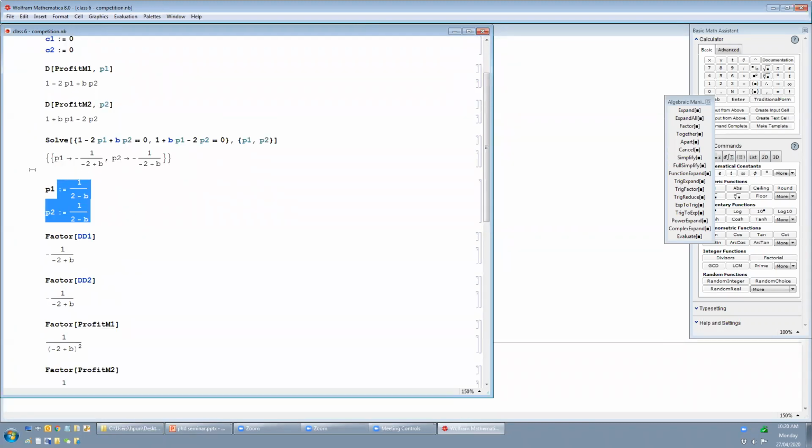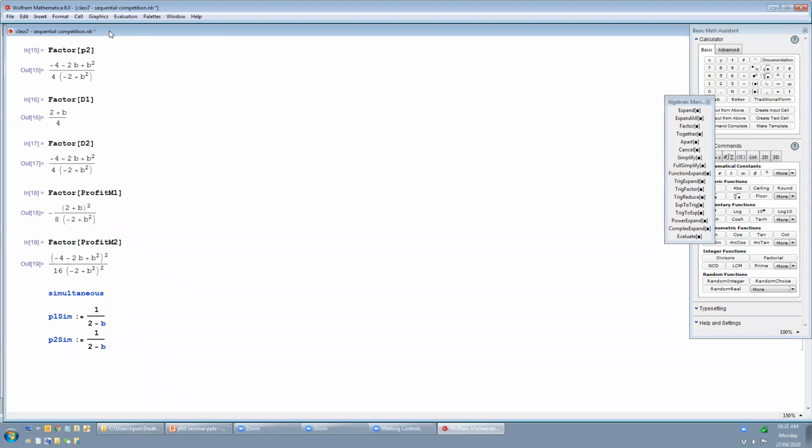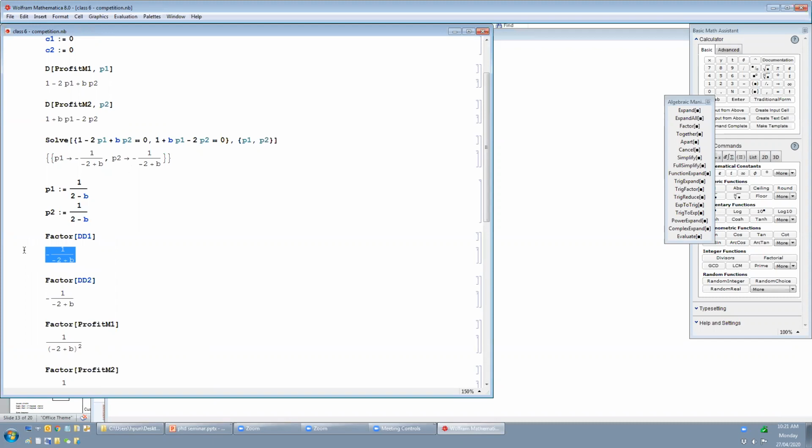Let me copy this and put it here, rather than calling that P1. Let me call this simultaneous price decision, simultaneous. So SIM. I use P1 sim and also P2 sim. That means it's simultaneous. Let me continue to copy those formulas. We also have D1 and D2.